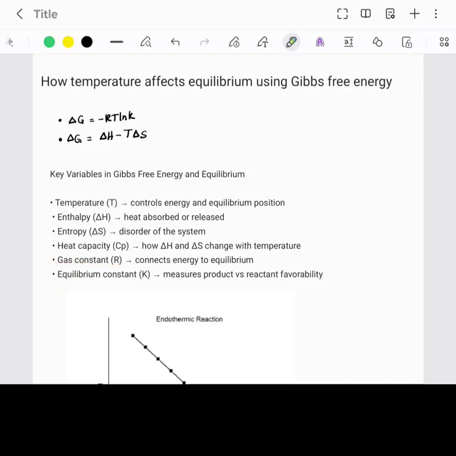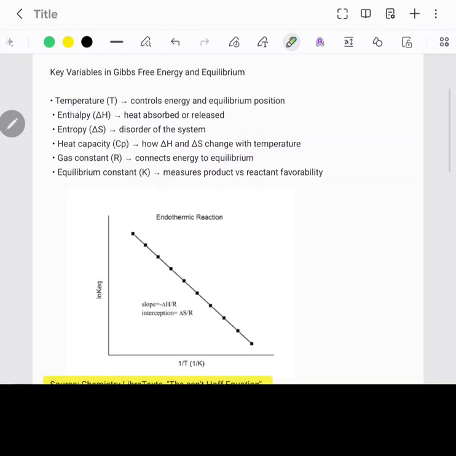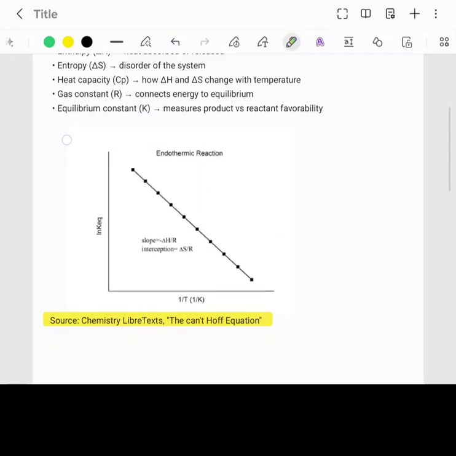All of these variables come together in the equation delta G equals delta H minus T delta S. This equation shows how temperature directly affects the Gibbs free energy of a reaction. To model how equilibrium changes with temperature, we can combine these equations and analyze real data using a graph.